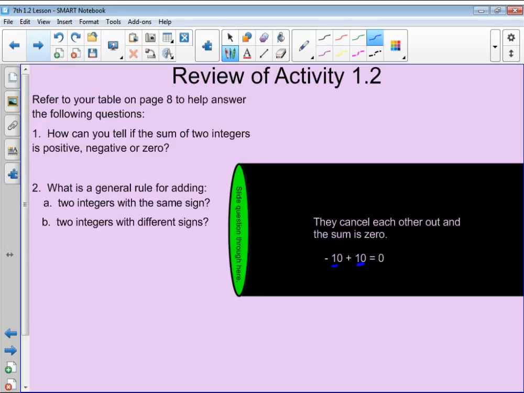One was positive, one was negative. They canceled each other out. Okay, so those are just some general rules.